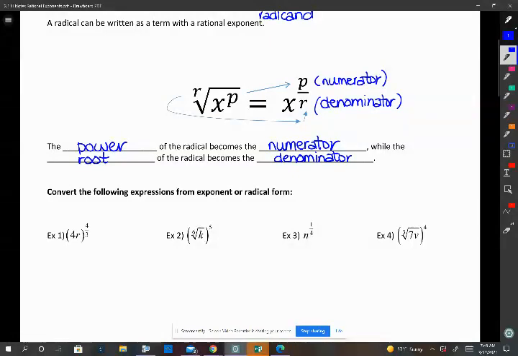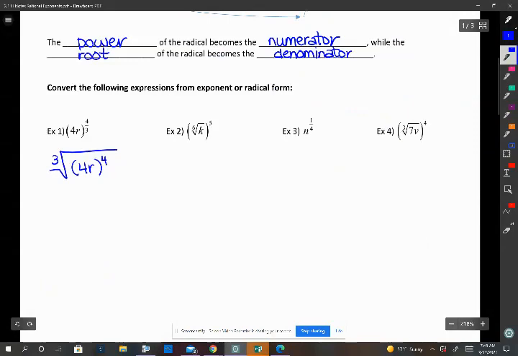The next part is just going to have you do that conversion, where you write it in the other form. As I look at example 1, notice that our denominator is a 3, so we know that's going to sit on the shelf of the radical. The whole entire 4r is in parentheses, so inside the radical we want that whole 4r inside parentheses, and then our power is a 4. This can also be written a little bit differently. We could put it inside the radical and then take the whole entire radical and raise it to the 4th. They mean the same thing, so just be aware you could see it either way.